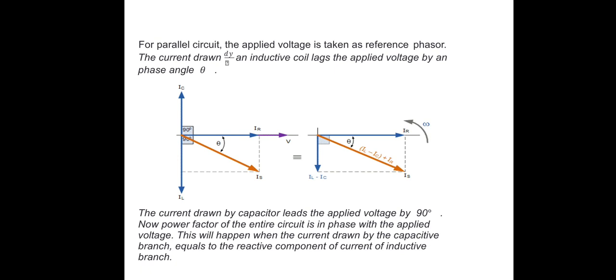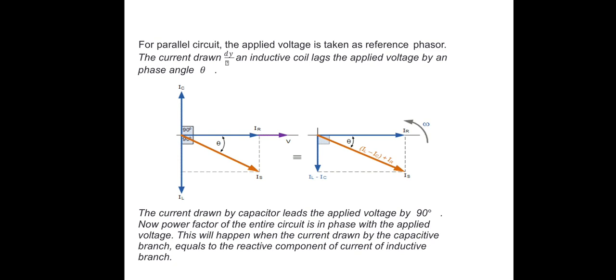For this parallel resonance circuit, the applied voltage is taken as the reference phasor. The current drawn by an inductor or coil lags the applied voltage. Already know that previously it was leads, now it is lags actually. So the capacitance will be leads here, right? Therefore the inductive coil lags the applied voltage by a phase angle of theta. The current drawn by a capacitor leads the applied voltage by 90 degrees here in the capacitor.